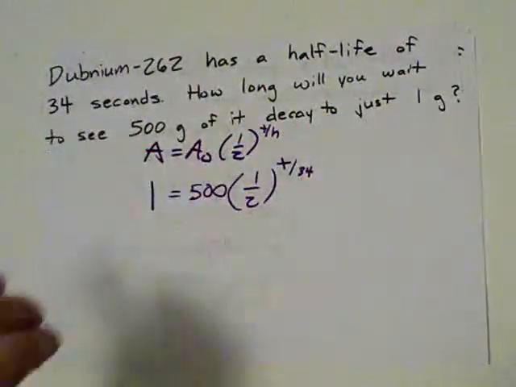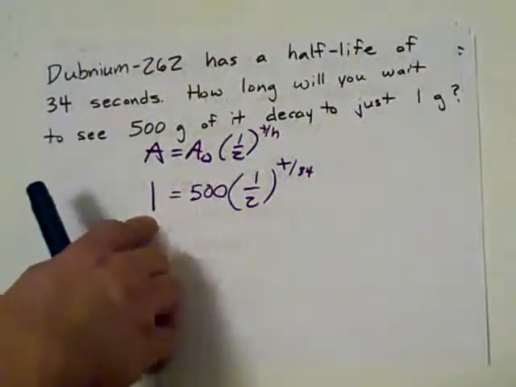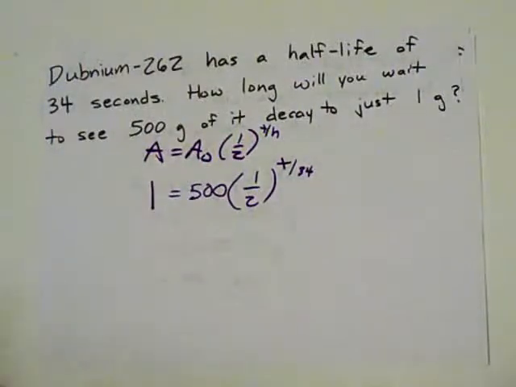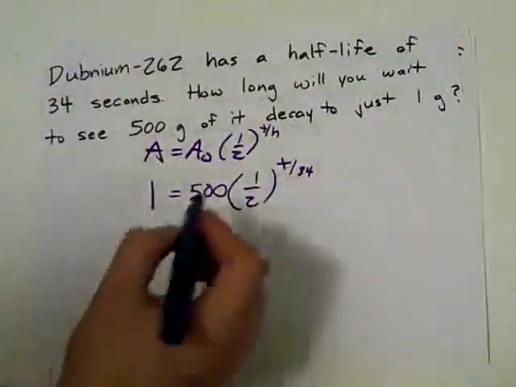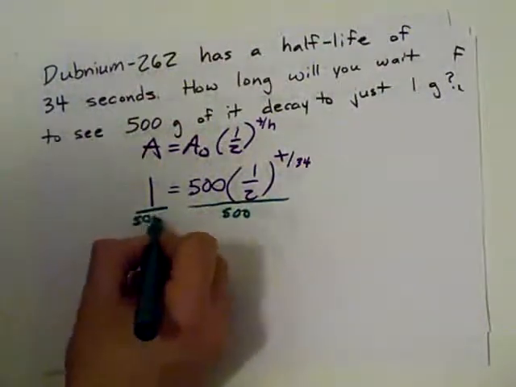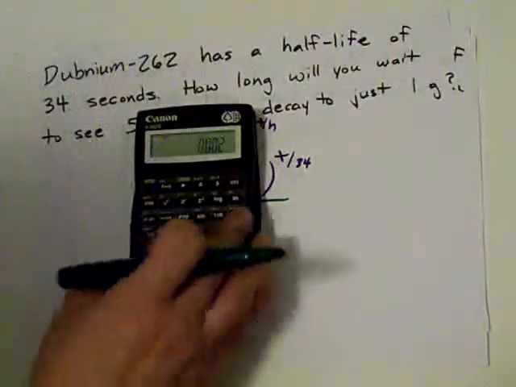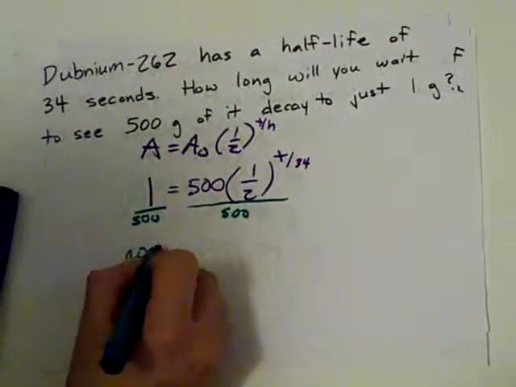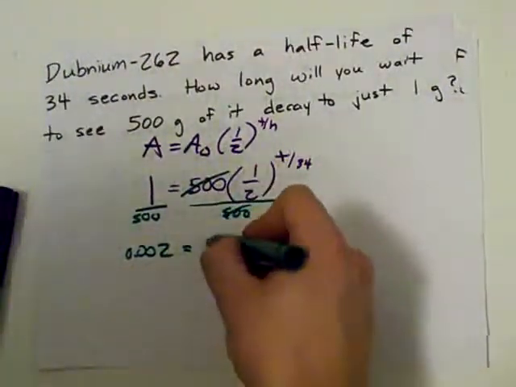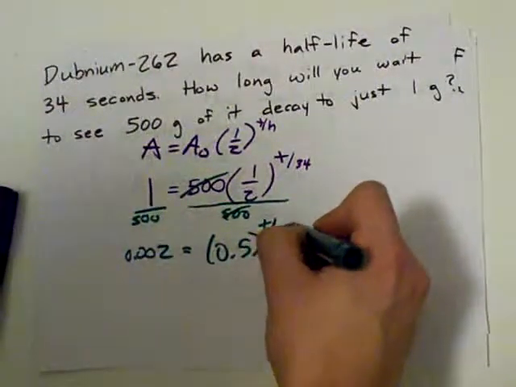Some of your teachers are going to say, guys, just guess values of T until you get an answer of about 1. Sure, go for it. Guess and check, I don't care. I'm going to show you the better way. How do we solve for an exponent? Well, the first thing I want to do here is get rid of the 500 by dividing both sides by 500. 1 divided by 500 gives me 0.002 on the left side. These 500s cancel each other out, and you're left with 1/2 to the power of t over h, or t over 34.